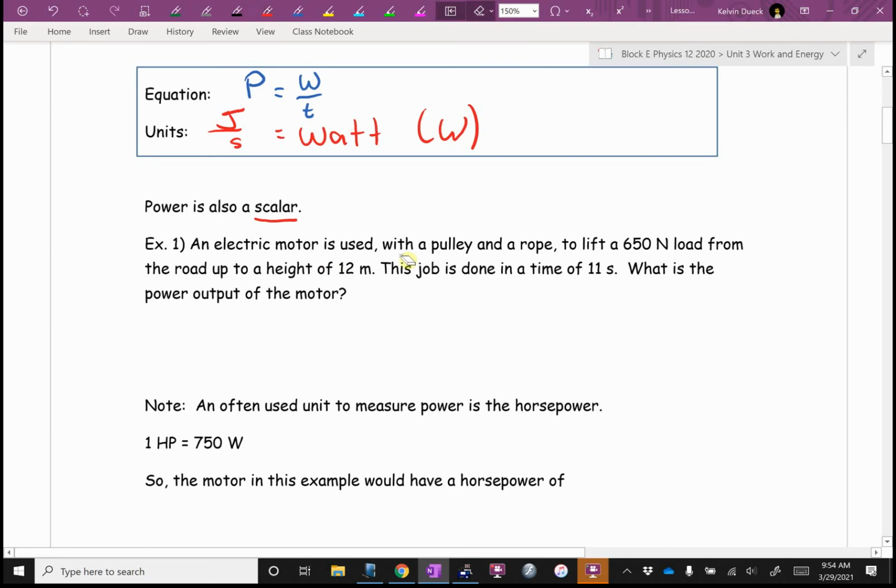So an electric motor is used with a pulley and rope to lift a 6,650 Newton load from the road to a height of 12 meters. The job is done in a time of 11 seconds. What's the power output of the motor? What's this question asking me to find? So let's write down our new equation. Power is work over time.